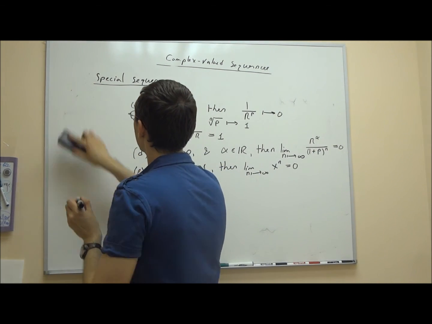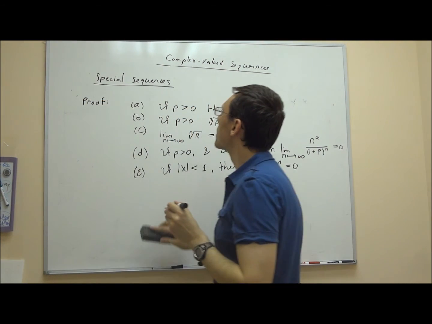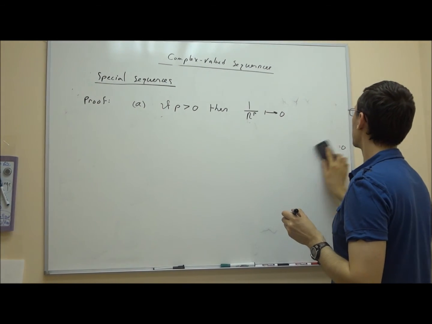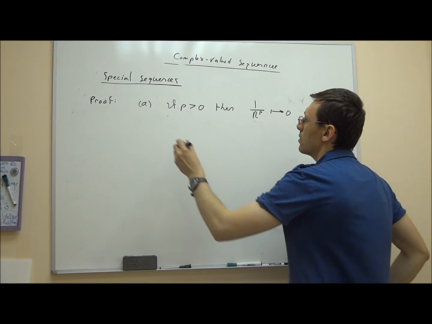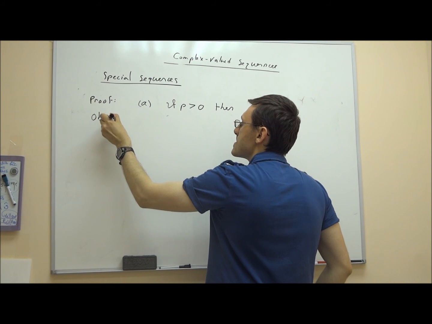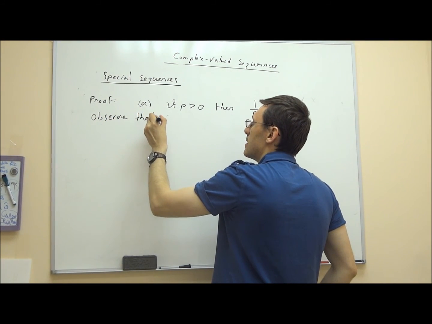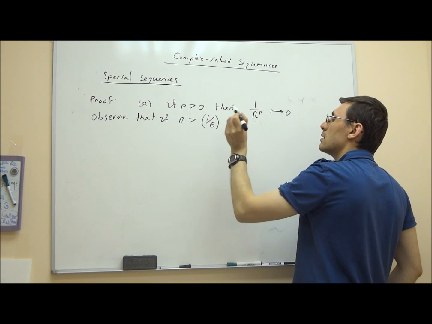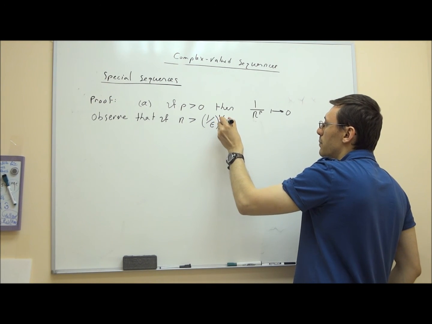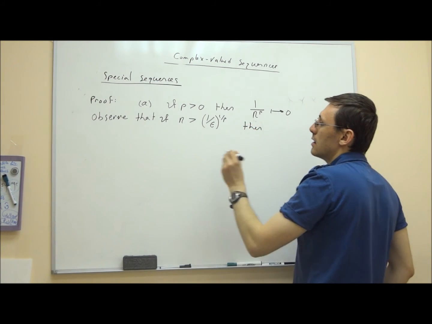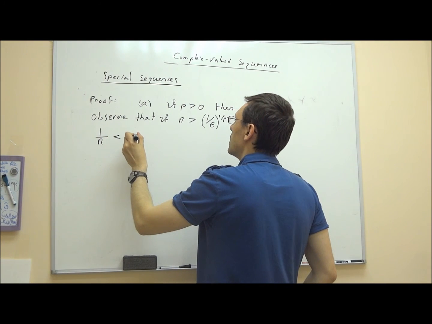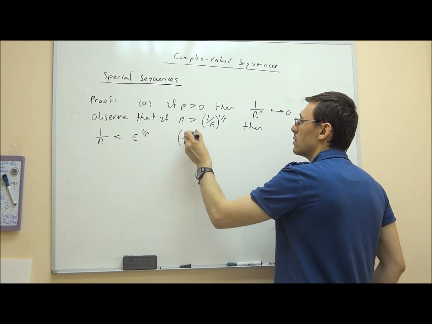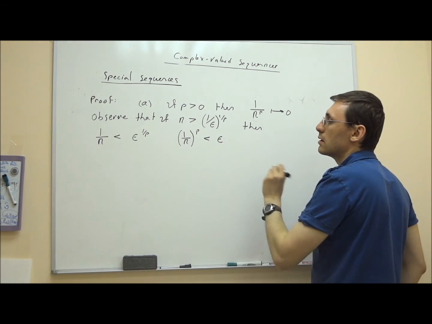So now we are going to prove this. Let's first prove A. Well, to prove A, all we need to do is observe that if n is bigger than 1 over epsilon to the power of 1 over p, the pth root, then 1 over n is going to be smaller than epsilon to the 1 over p, and therefore 1 over n to the power of p is going to be smaller than epsilon. And that completes the proof.